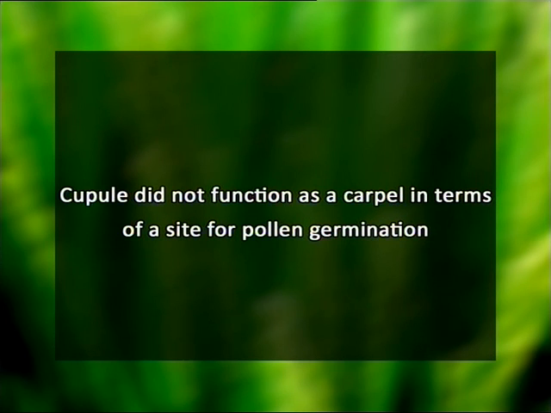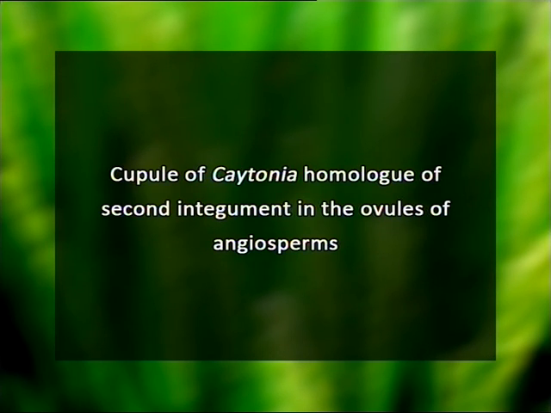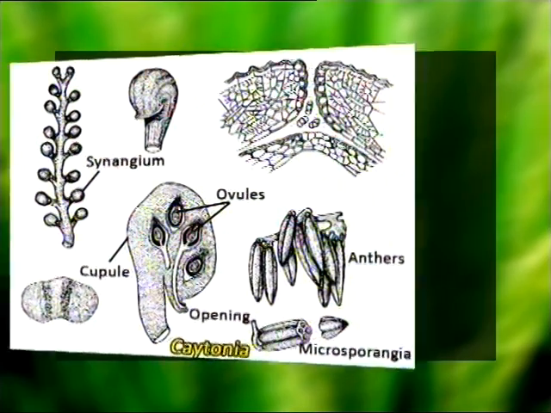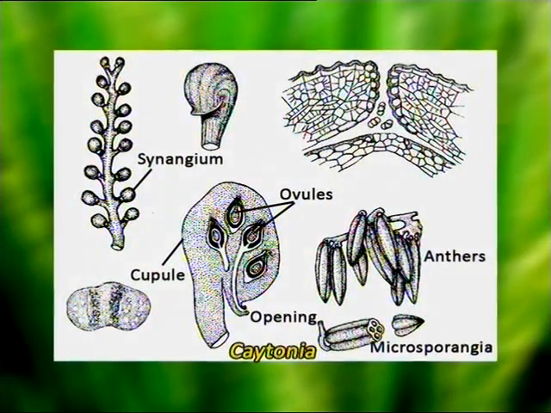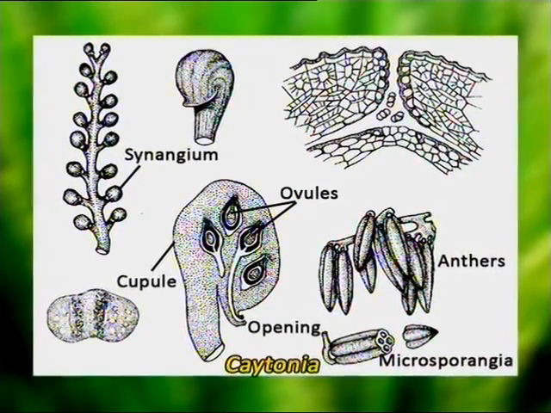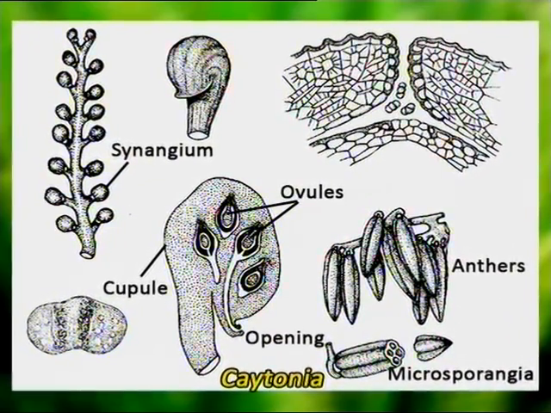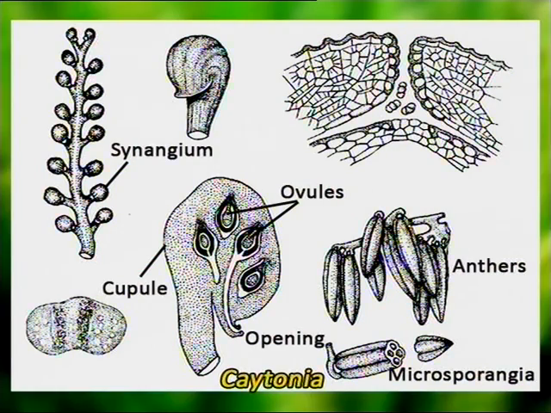Another viewpoint about the cupule of Caytonia is that it is a homologue of the second integument, which is present in the ovules of the majority of angiosperms and might have evolved by reduction of the number of ovules within the cupule to just a single one. Although the homology of reproductive structures in Caytonia with reference to angiosperms is largely unclear, still they are more closely related to the angiosperms than to the gymnosperms.